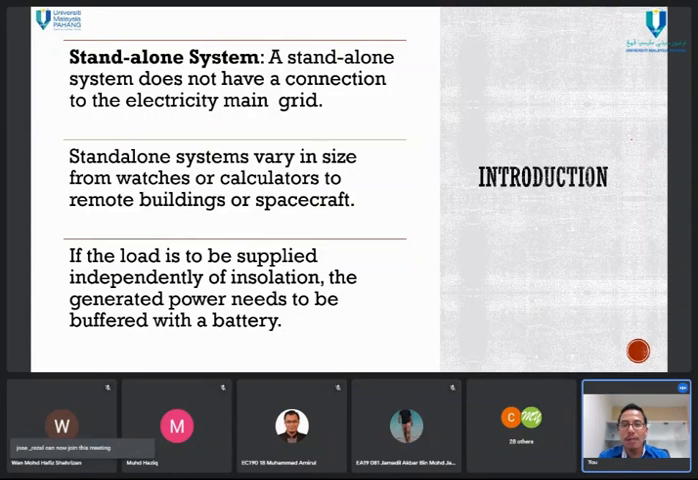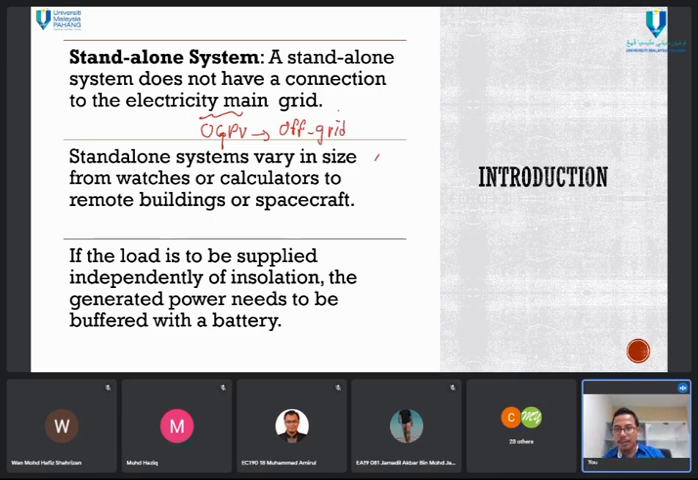Standalone, which we also call off-grid. A standalone system does not have a connection to the electricity main grid. That's why it is also called OGPV. What is OGPV? It is off-grid. So not only the standalone PV system, but we also call it the off-grid PV system.